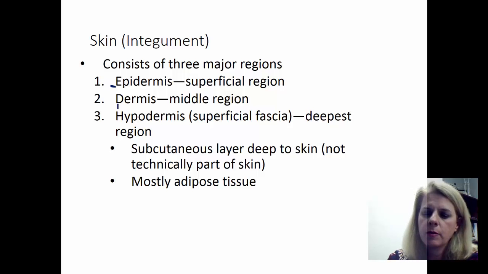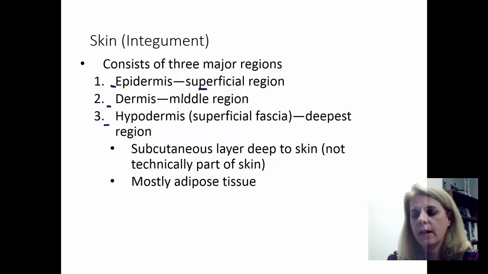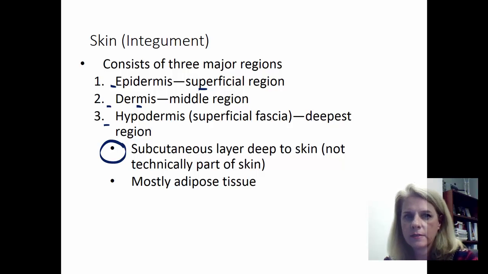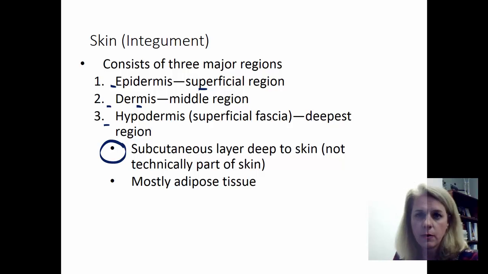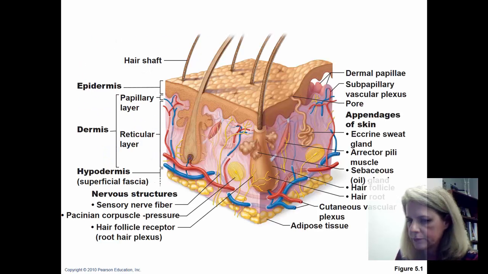It has an epidermis, a dermis, and a hypodermis. The epidermis is the part that you see. It's the superficial region. Just deep to that is the dermis, and then deep to that is the hypodermis, which is also known as the subcutaneous layer. It's also mostly fat. Technically, it's not skin, so it's subcutaneous. Cutaneous means skin, so it's below the skin.